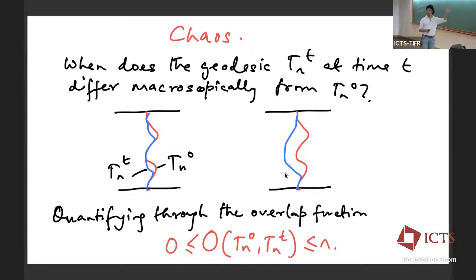So let's say these are discrete paths. They both have, let's say, n vertices on them. So you can compute the number of vertices that they share. That's a number between 0 and n, and we call that the overlap function. Two paths are close if the overlap is close to n, because they share most of the vertices, and if they're somewhat disjoint, then the overlap will be close to 0. So this is one way to quantify how similar or different the paths are.